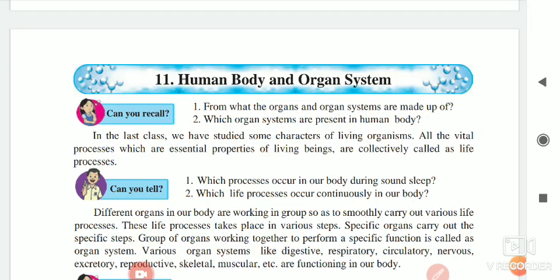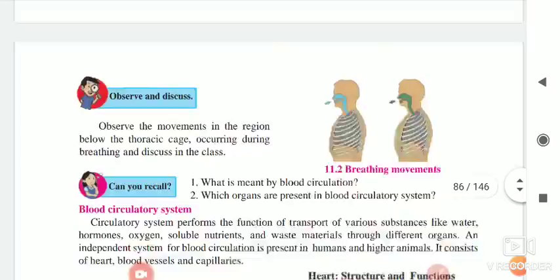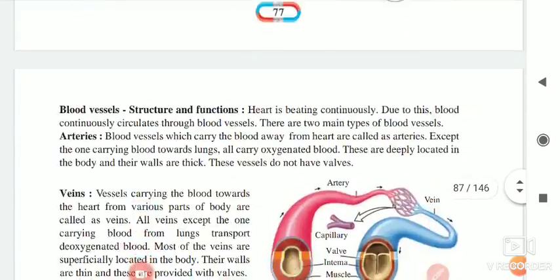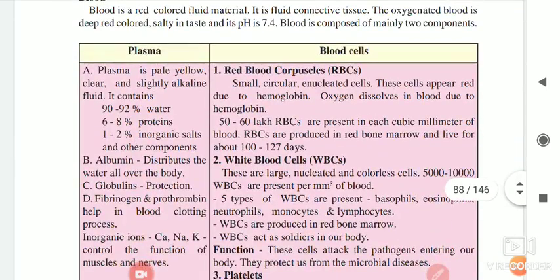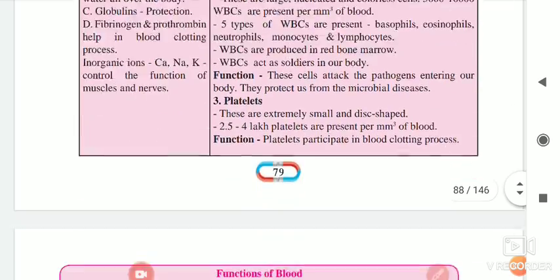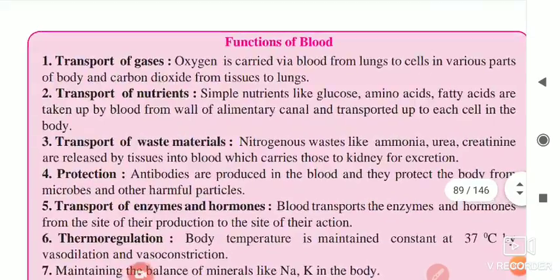Hello students, human body and organ system. Under this lesson, we have seen the function of the heart, the working of the heart, the respiratory system, capillaries, and blood vessels. Yesterday we saw information on plasma and blood cells. Now today we will see the function of blood.